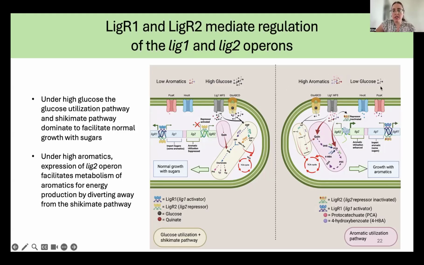However, if the environment changes and now you have high aromatics and low glucose, the energy that you get from the glucose pathway is no longer as prominent. And most of the aromatic compounds are now diverted away from the shikimate pathway, and expression of the genes from the Lig2 operon would facilitate breakdown of these compounds, which could then feed into the TCA cycle for energy. So the bacteria are constantly modulating the expression of this operon to either use aromatics or switch to glucose.